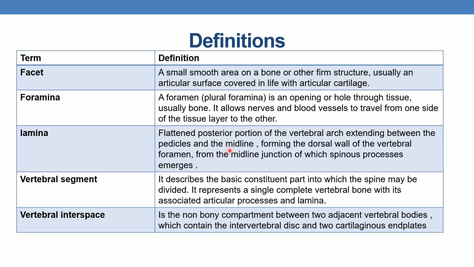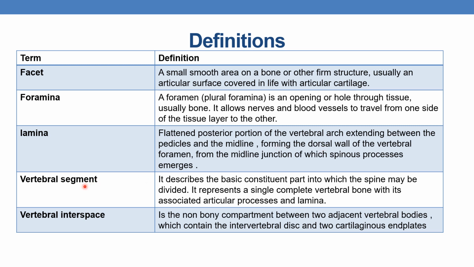Lamina is the flattened posterior portion of the vertebral arch extending between the pedicles and the midline, forming the dorsal wall of the vertebral foramen from the midline junction in which the spinous process emerges. In simple terms, lamina is the flattened posterior portion of the vertebral arch.